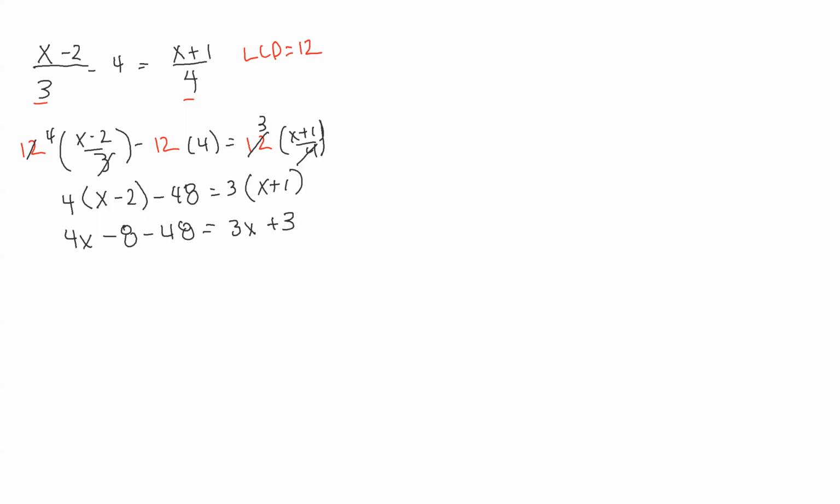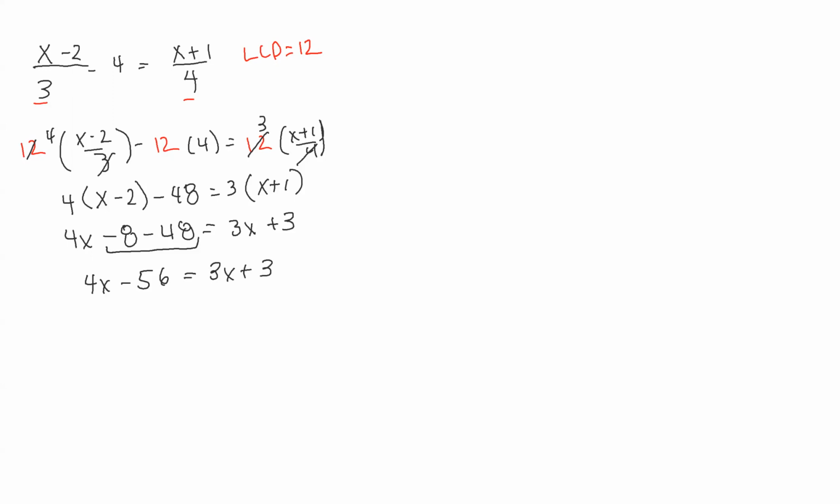The left-hand side, however, we do have this right here. So we get 4x minus 56. So -8 minus 48 is -56. And that's going to equal 3x plus 3.